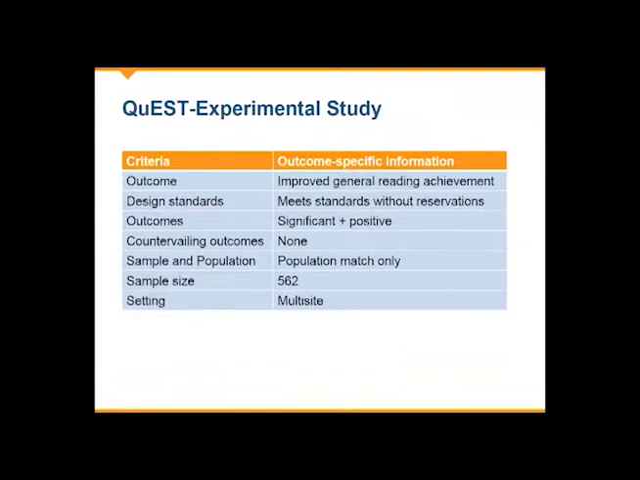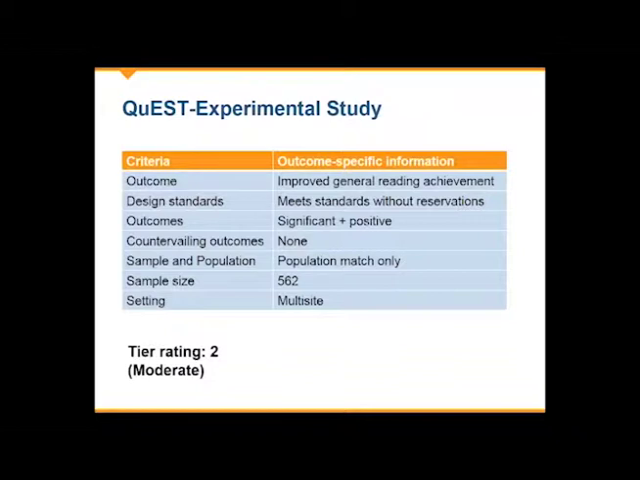So this is a program called Quest. It has an experimental study behind it. The outcome was that it improved general reading achievement. The design meets the standard. The outcome was significant and positive. There were no countervailing or negative outcomes. The population matched, not the setting, but the population. The sample size was 562, and the setting was multi-site. So with all of that, that would be considered a moderate Tier 2 intervention. If the population and setting had matched, it would have been Tier 1, but this is Tier 2 because it's a population match only.